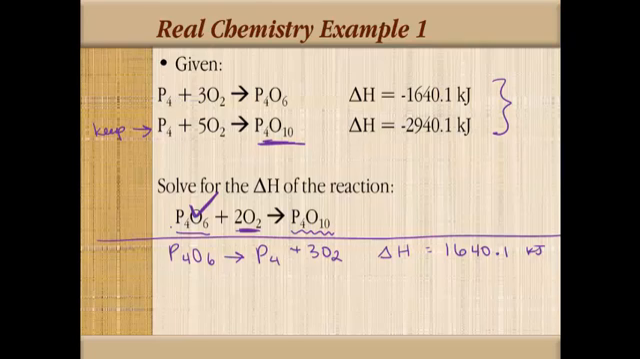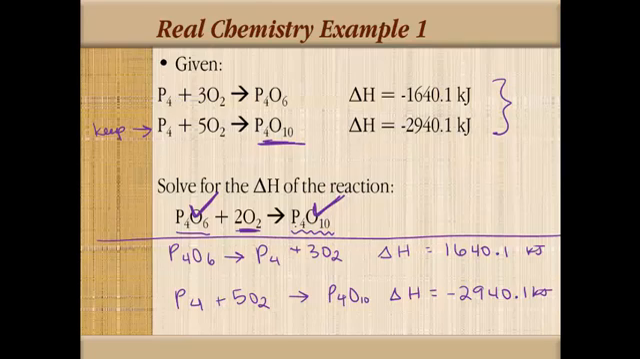So I'm just going to rewrite that one the same. I'm going to write keep. So P4 plus 5O2 forms P4O10. Didn't change the reaction, so don't change the delta H. That's negative 2940.1 kilojoules. So the P4O10 is good to go.